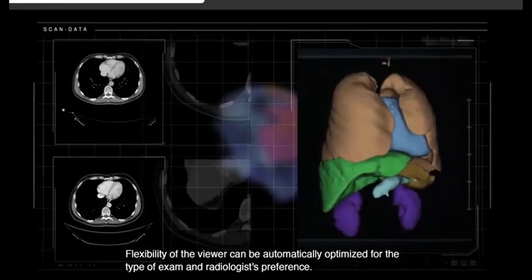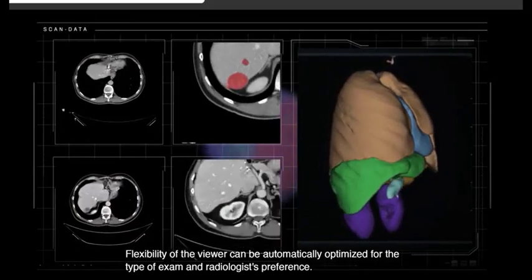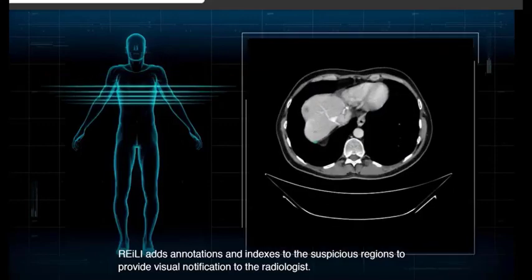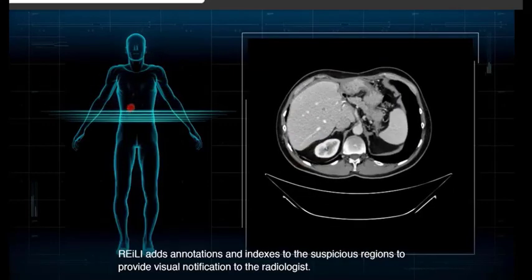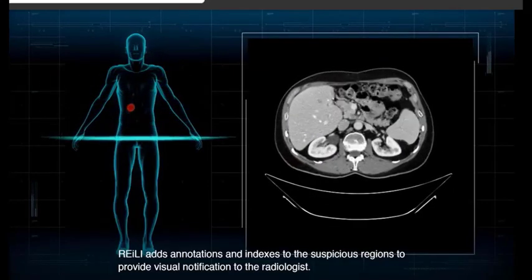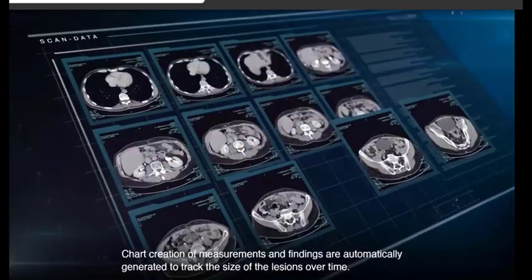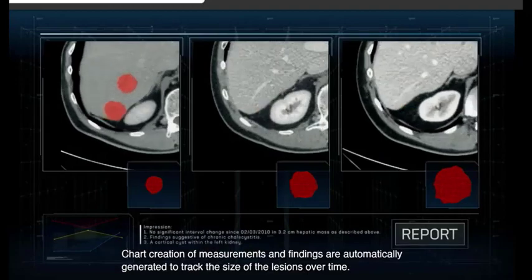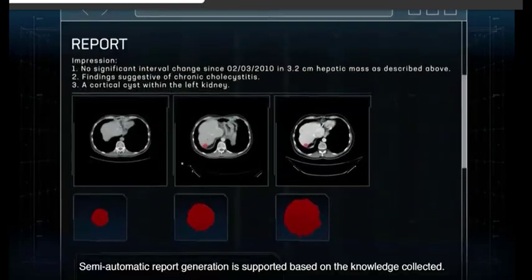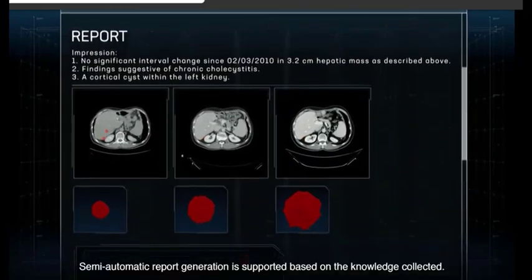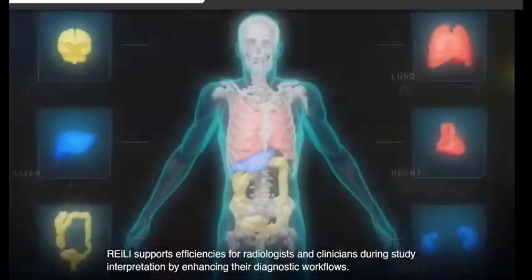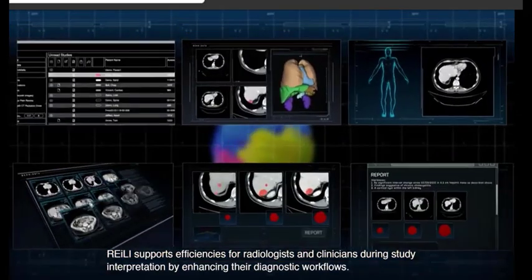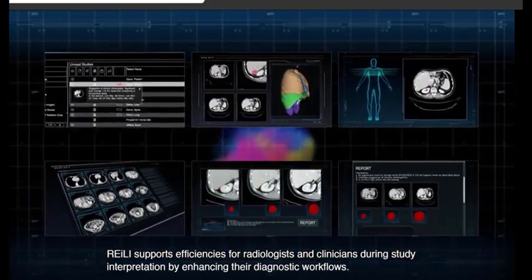Flexibility of the viewer can be automatically optimized for the type of exam and radiologist preference. Riley adds annotations and indexes to the suspicious regions to provide visual notification to the radiologist. Chart creation of measurements and findings are automatically created to track the size of the lesions over time. Semi-automatic report generation is supported based on the knowledge collected. Riley supports efficiencies for radiologists and clinicians during study interpretation by enhancing their diagnostic workflows.